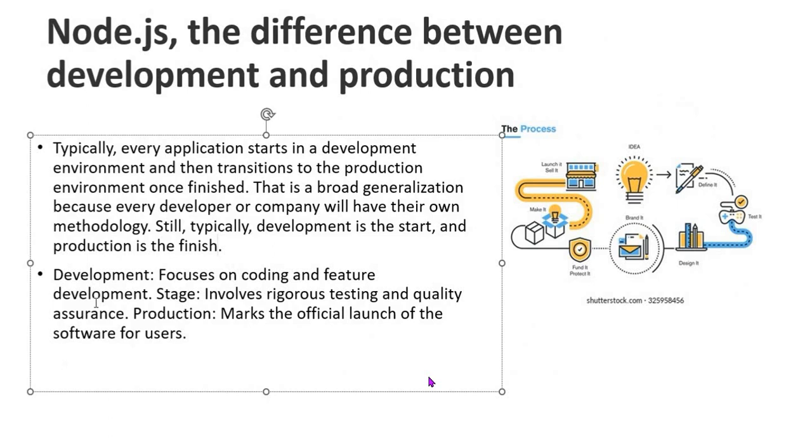So mainly the overall phases of developing the website are included in the development phase, and production marks the official launch of the software for users. So when we launch the website, we are changing into the production mode. Mainly we use npm run build to build in production mode.